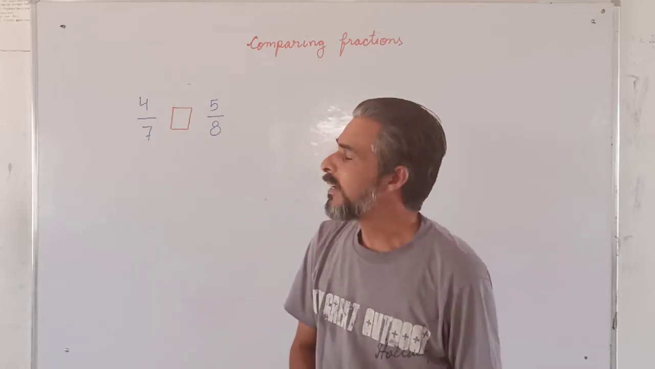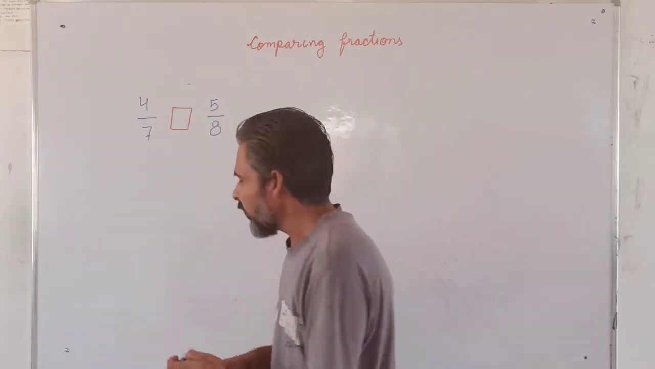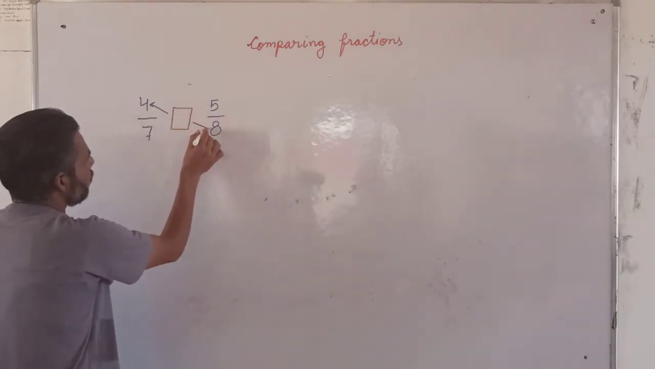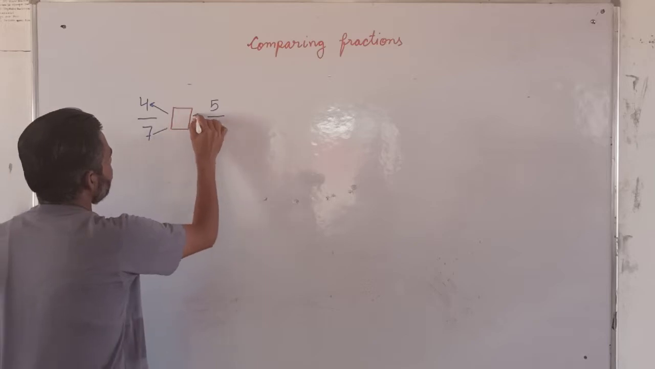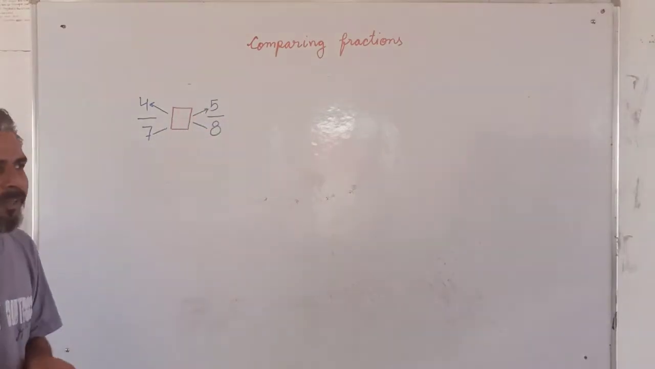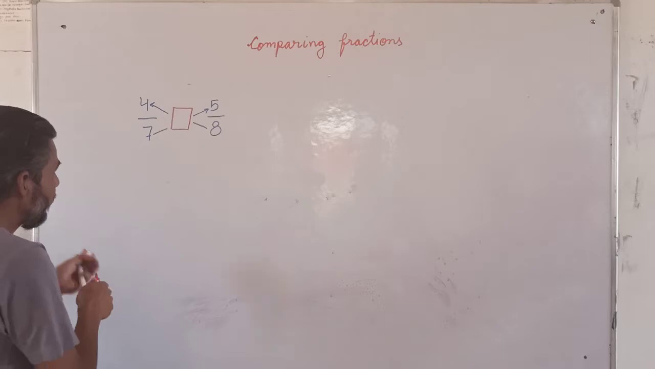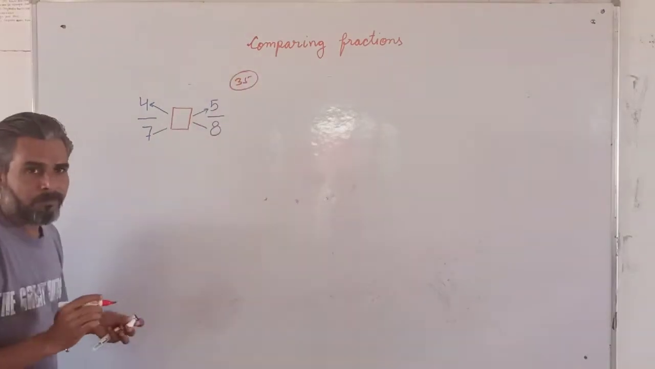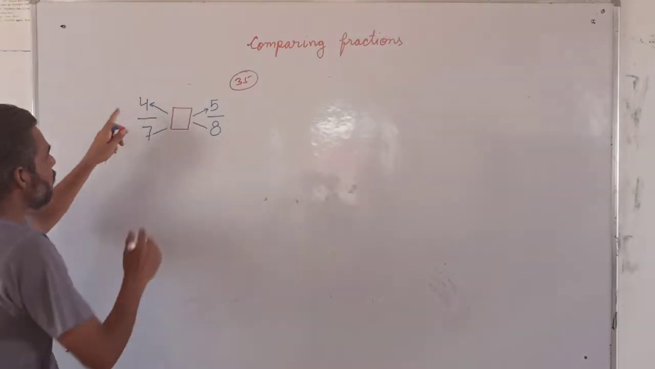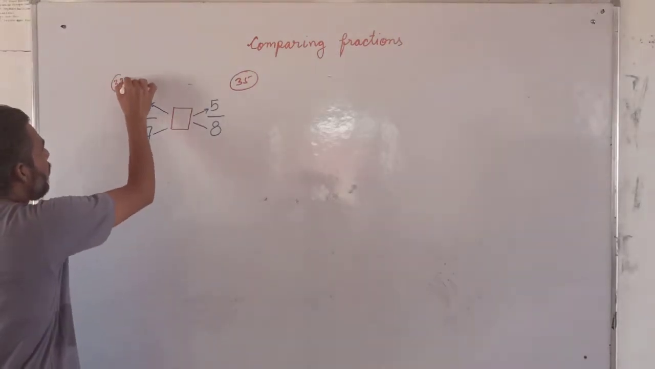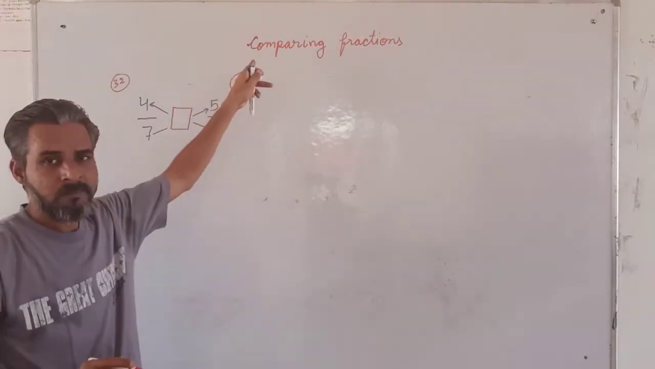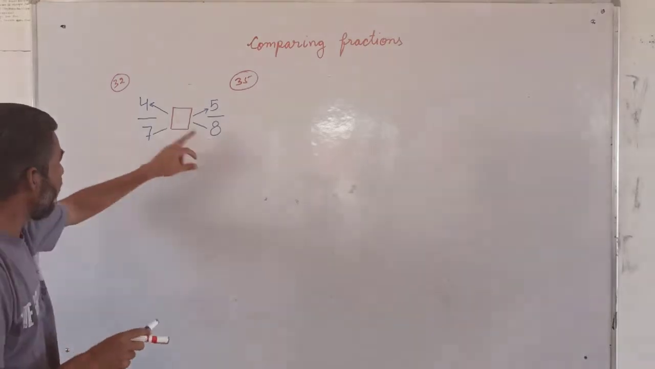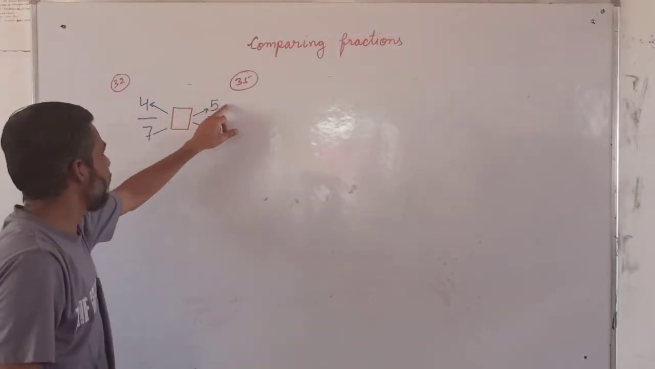So for that, the easiest method is to cross multiply. We can cross multiply: 7 times 5 is 35. We can write this roughly. Here 8 times 4 is 32. This we are not going to write in a fair manner. We are going to write that roughly.